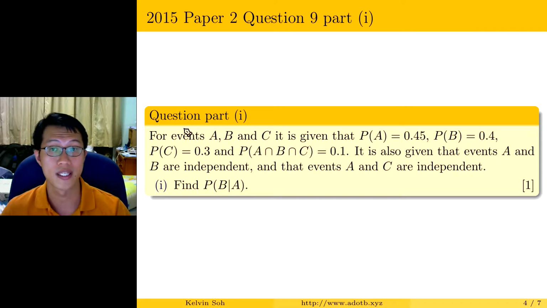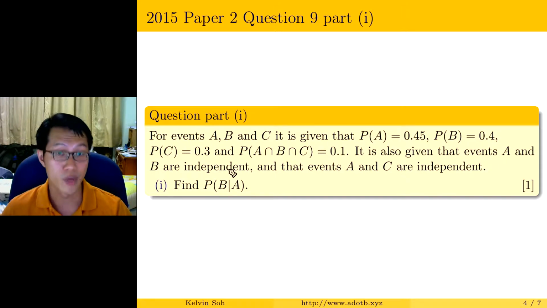So the question goes this way. For events A, B, and C, it's given that the probability of A is 0.45, PB is 0.4, PC is 0.3, and PA intersect B intersect C is 0.1. It's also given that the events A and B are independent, and that events A and C are independent. For part 1 of the question, which is worth 1 mark, we were asked to find the probability of B given A, the conditional probability.